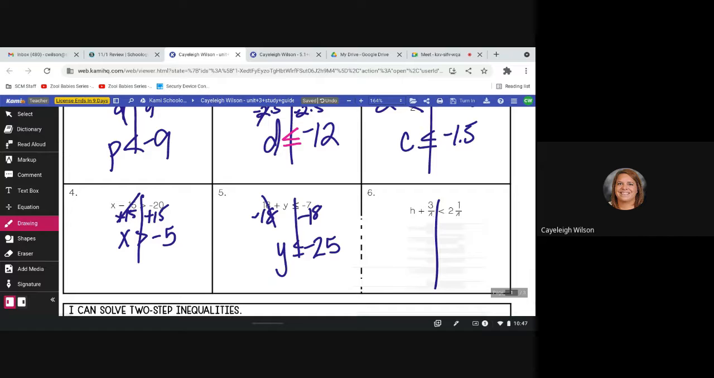All right, on number 6, that's a plus 3/4. So I'm going to subtract the 3/4. So h is less than, and then if you want to use a calculator, you can. But if not, 2 times 4 is 8, plus 1 is 9. So that's 9/4 minus 3/4, which is 6/4, which is 3/2, which is 1 and 1/2. That's the same thing.